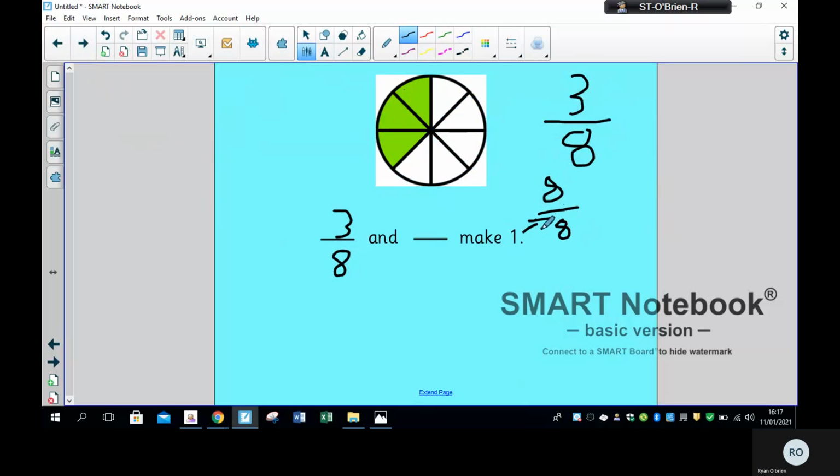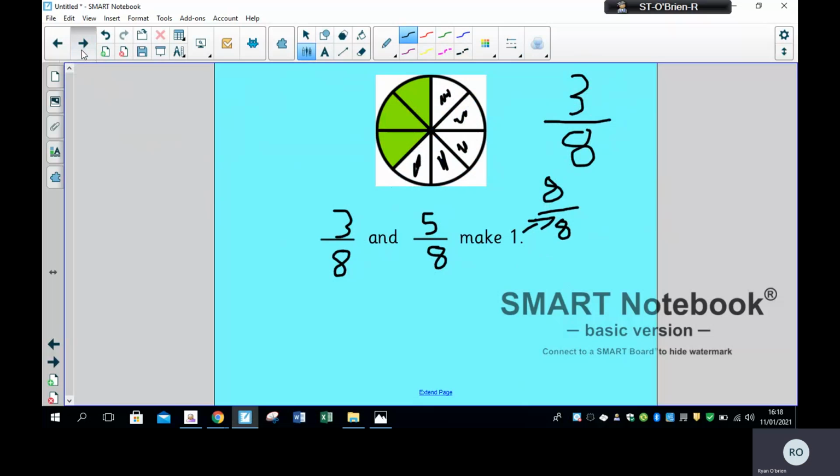That's what that means. If I've got 3 parts, how many more parts do I need to get to 8? Well, 1, 2, 3, 4, 5 more parts. So to get to 8/8 or a whole, I need 5/8 to make one whole, don't I? And I know that's right because 3 add 5 equals 8. If I want to get all 8 and I've got 3 shaded, then I need 5 more shaded to make 8. If I've got 3/8, I need 5 more 8s, and that will make one whole.